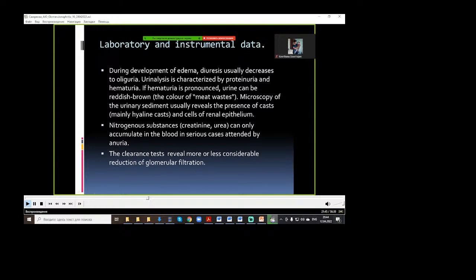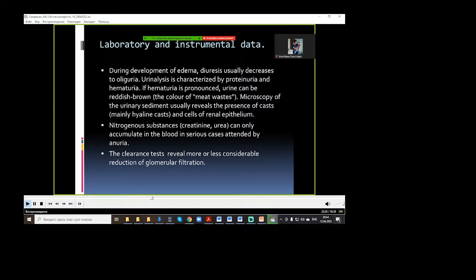Laboratory and instrumental examination of patients with acute glomerulonephritis. During development of edema, diuresis usually decreases to oliguria. Urinalysis is characterized by proteinuria and hematuria. If hematuria is pronounced, urine can be reddish brown, the color of meat slops. Microscopy of the urinary sediment usually reveals the presence of casts, mainly hyaline casts, and cells of renal epithelium.